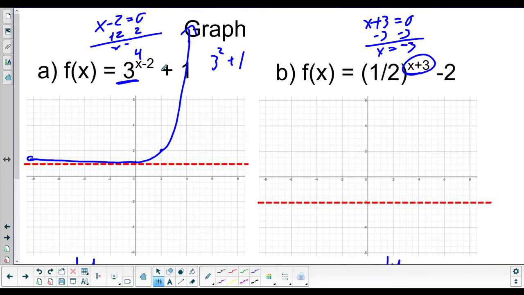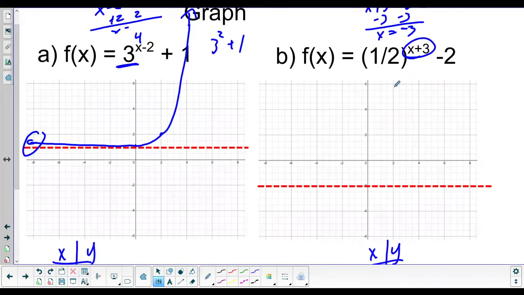Because it's exponential growth, we know that the left side is going to taper towards the asymptote and the right side is going to increase forever. And that's pretty much the idea. We can tell the general shape of this already. Because it's exponential decay, it's going to do something like this.